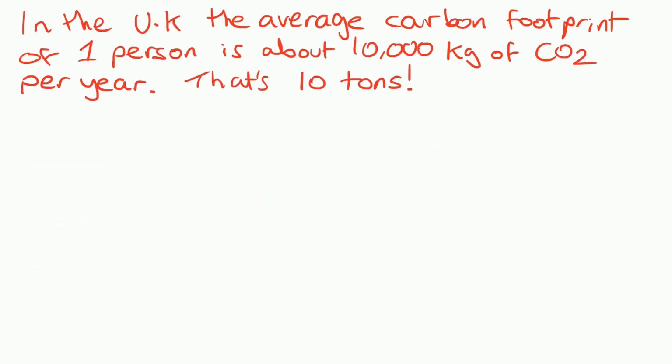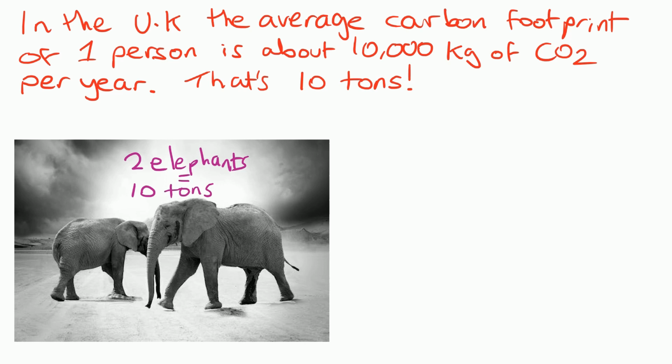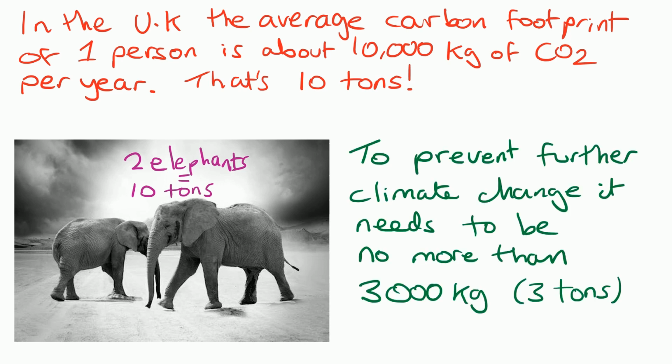In the UK, the average carbon footprint of one person is about 10,000 kilograms of carbon dioxide per year. That's a whopping 10 tonnes. To give you an idea how much that is, that's equivalent to 2 fully grown elephants. So to prevent further climate change, it needs to be no more than 3,000 kilograms or 3 tonnes.